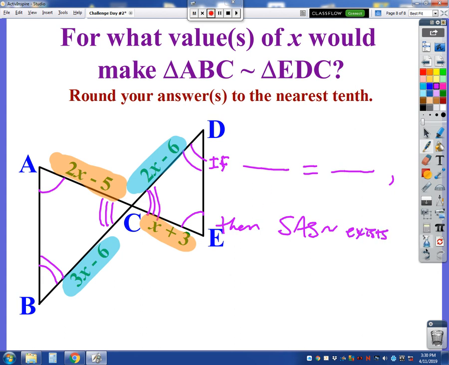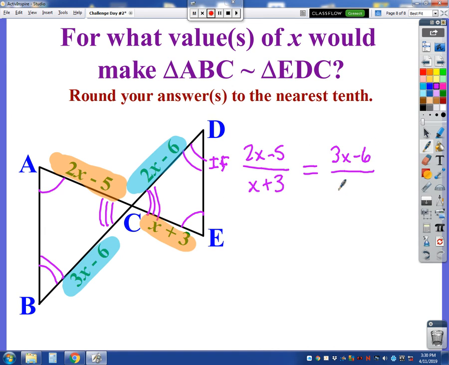All right, so let's just backtrack to this part right here. If this proportion works out, if these two ratios are equal, then the 2x minus 5 side would match up to the x plus 3 side. And then going back to the first triangle, the 3x minus 6 side would need to match up to the 2x minus 6 side. And so now we're going to need to cross multiply. And notice this is going to take a little amount of time. We are going to have to FOIL or double distribute on both sides.